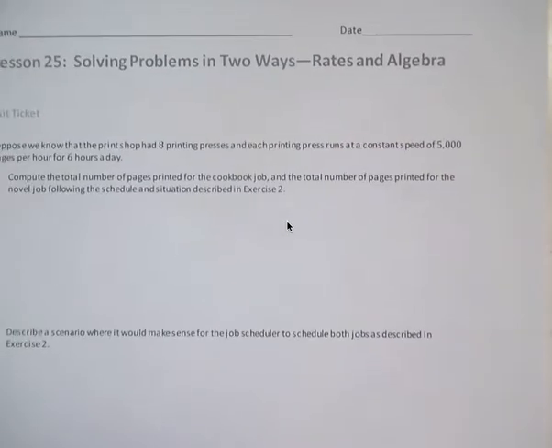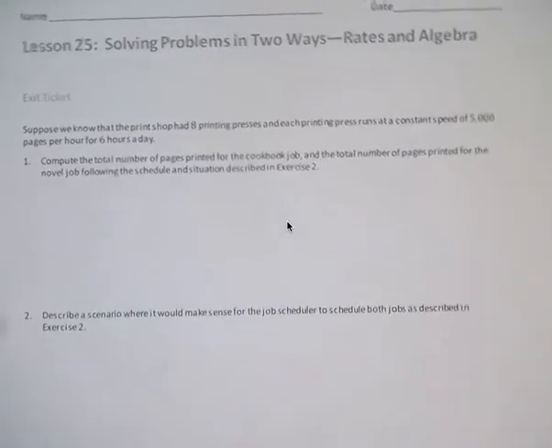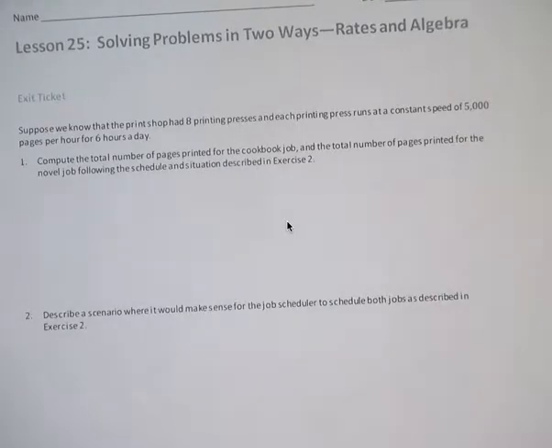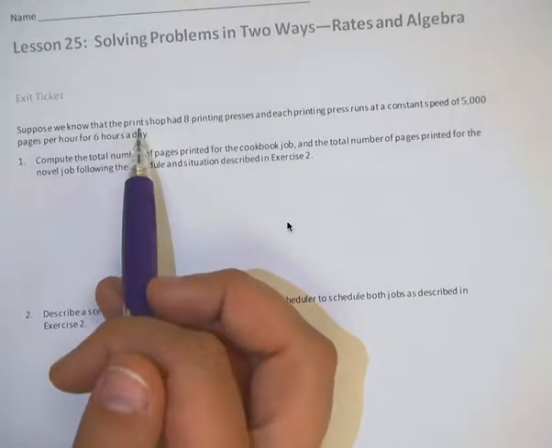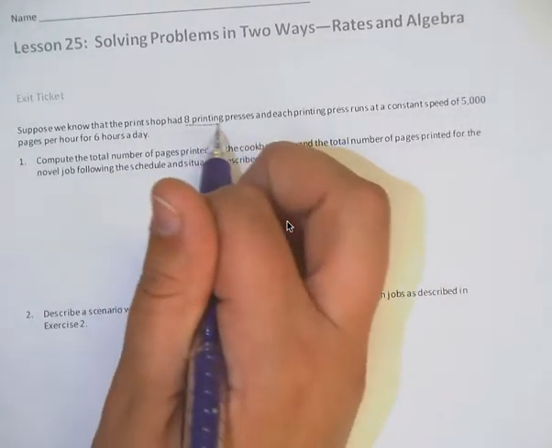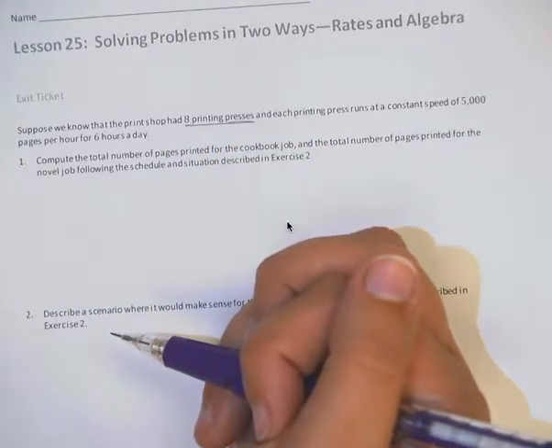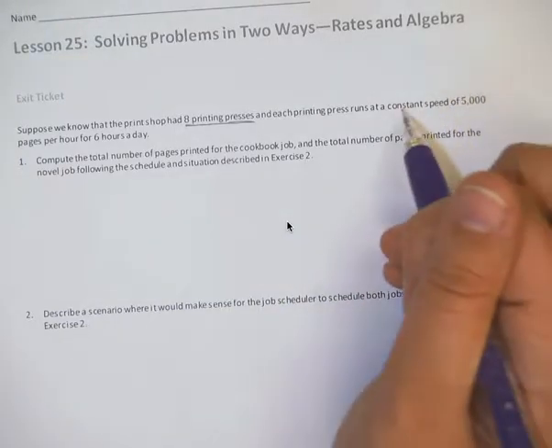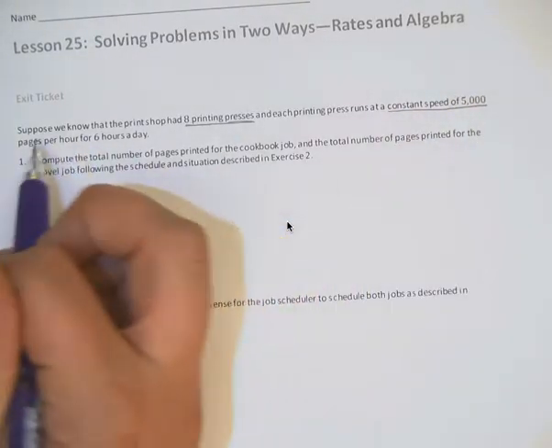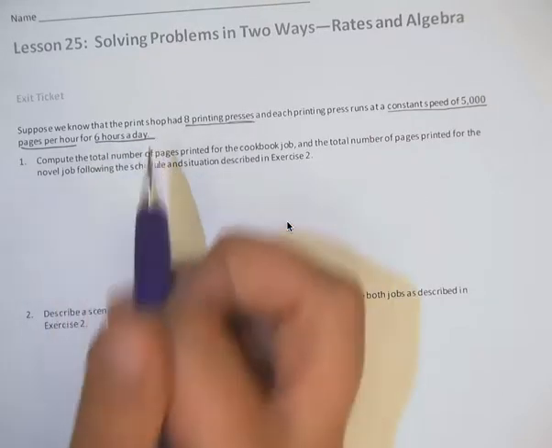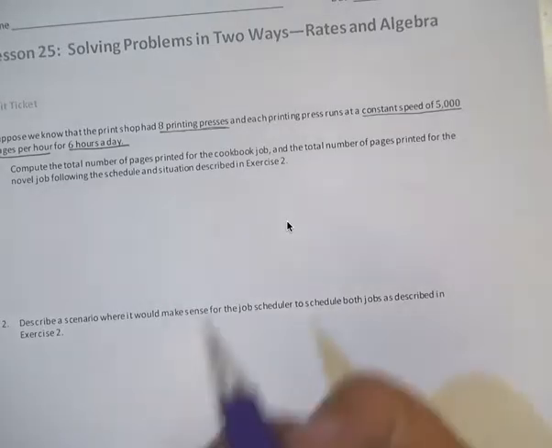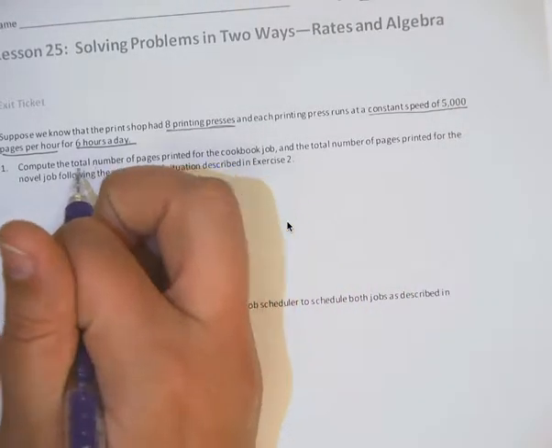Okay, we're going to move on to our exit ticket. We're going to go through it. Underline the important parts. If you don't need this, fine, but I want to make sure you have all the information you can to do what you need. Suppose we know that the print shop had 8 printing presses. This connects back to that problem you just did. And each printing press runs at a constant speed of 5,000 pages per hour for 6 hours a day. Compute the total number of pages printed for the cookbook job.